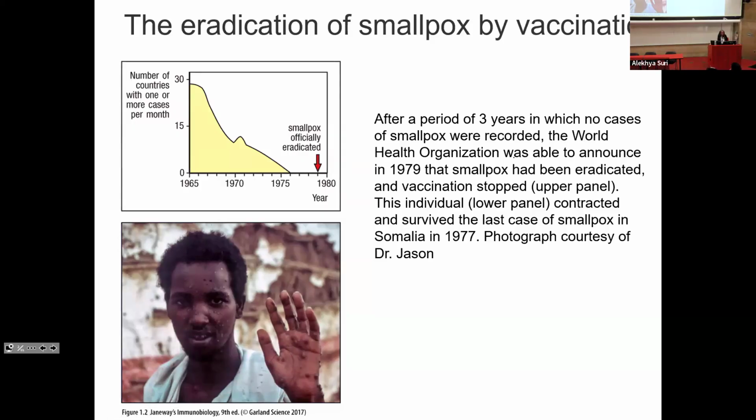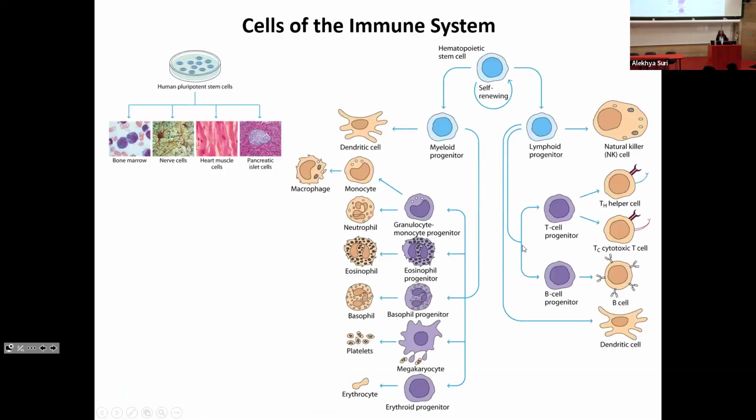So as I was saying, the eradication of smallpox is a successful story. The vaccine really has allowed us to get rid of this disease. So what's the immune system? What are the cells that make up the immune system?